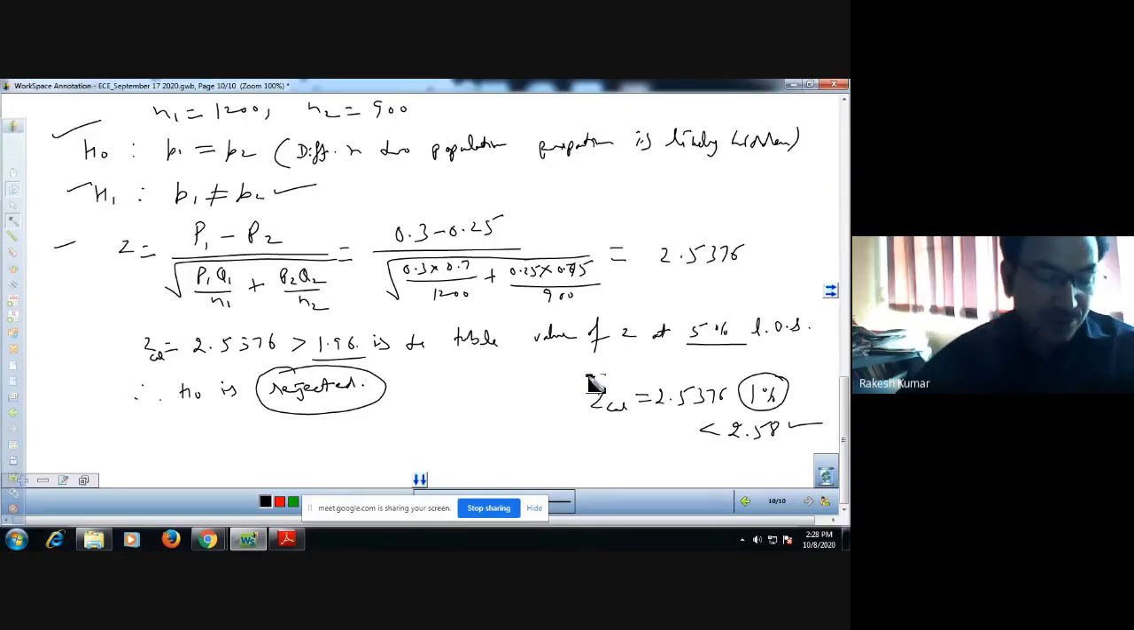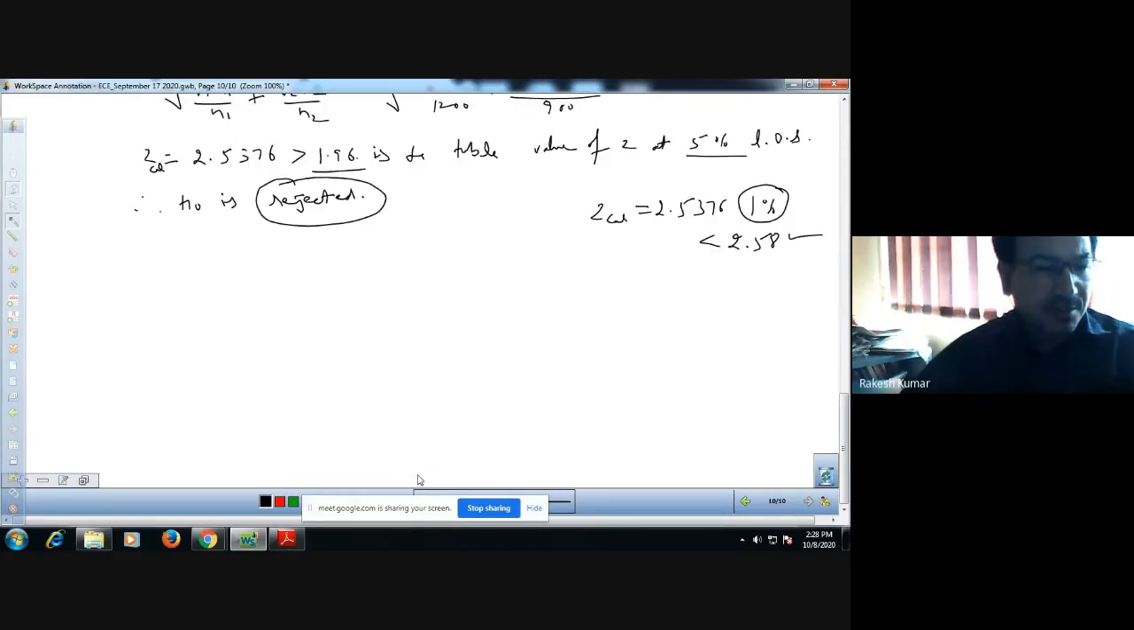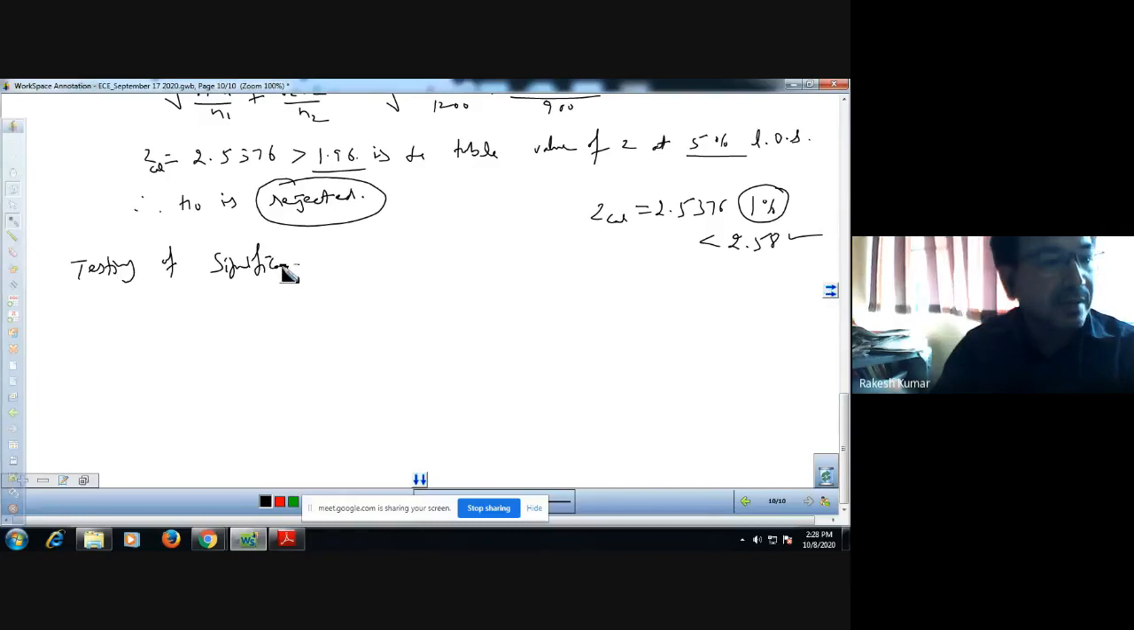So this is the question of a difference of two proportions. Now we shall have testing of significance for single mean. This is another type: testing of significance of single mean.